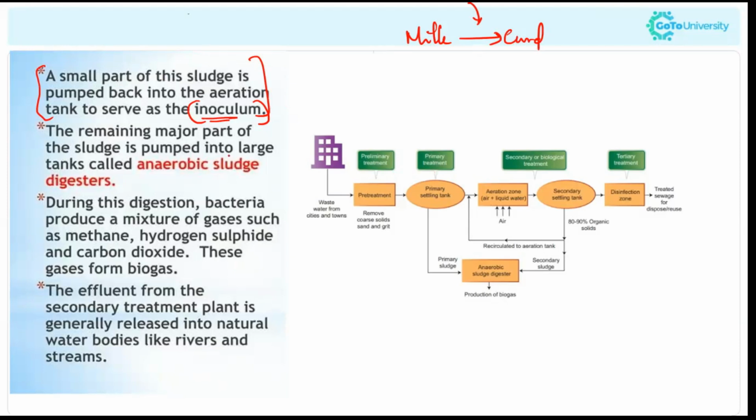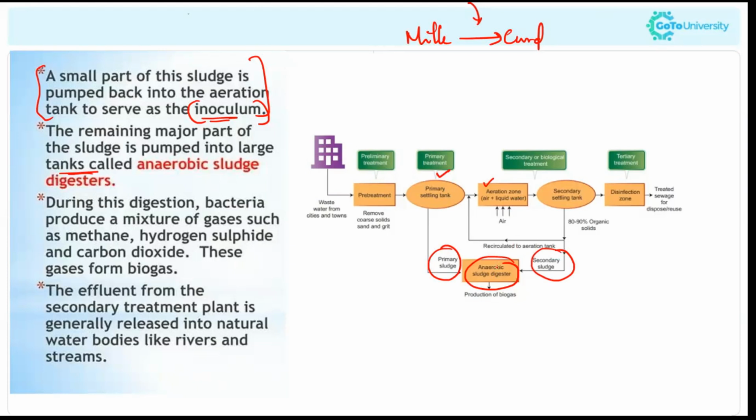Then the remaining major part of the sludge is pumped into the larger tank called the anaerobic sludge digester. So we had the primary treatment. After that, it went to the secondary treatment part, where the aeration is done, that is air, liquid, water, everything together. The organisms consume the organic matter. And what happened? We have the primary sludge as well as the secondary sludge. Now, as I mentioned, the sludge is pumped back to the aeration tank for acting as an inoculum.